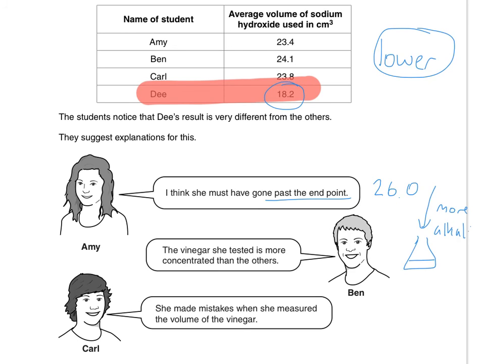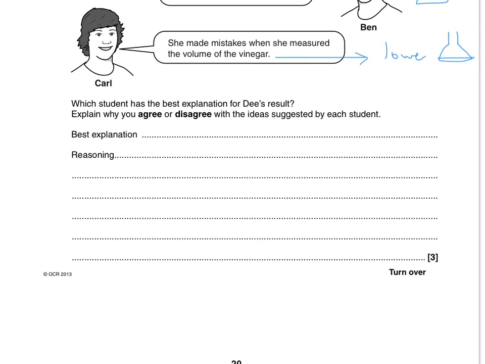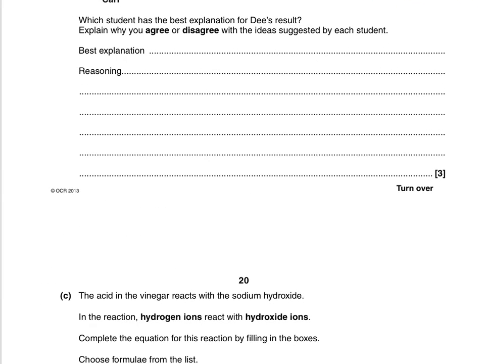So Amy and Ben, it doesn't look like they're right. Carl: she made mistakes when she measured the volume of vinegar. So we've got to think, what mistake would she have made to get a lower value than needed? Would she have used too much vinegar in the conical flask, or too little? We'd have to make a decision on that, so we've got to really justify things. This is quite a high level question. It wants the best explanation, and then some good reasoning explaining why each person is right or wrong.